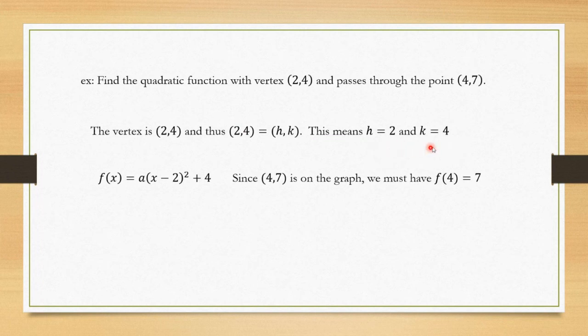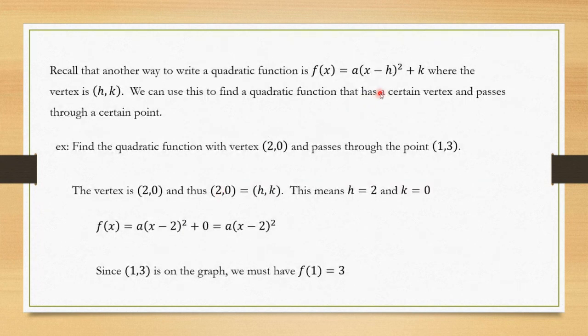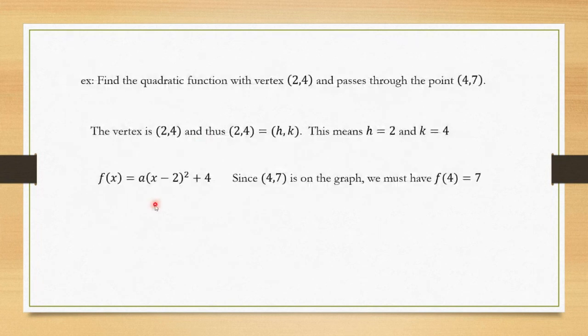Because of that, we get f of x is A times (x minus 2) squared plus 4, right? In the general form, we have this. So H we get is 2, K is 4. Remember, it's always x minus H. If H is negative, then you're going to have plus here. But we need to know what A is. How do we do that?